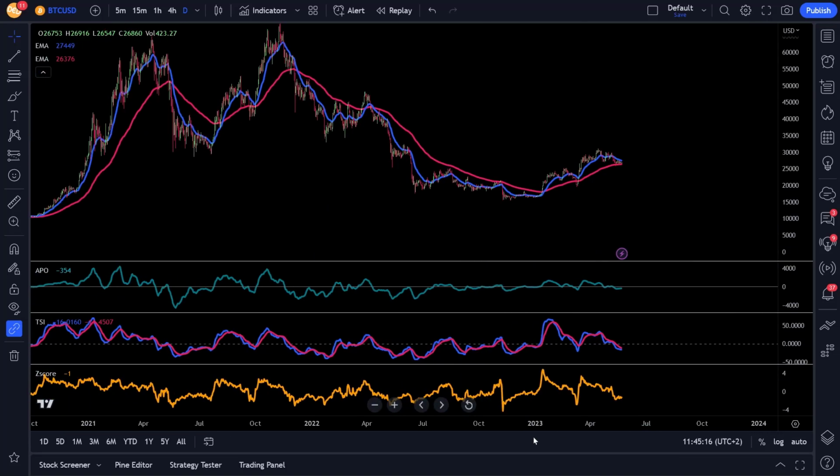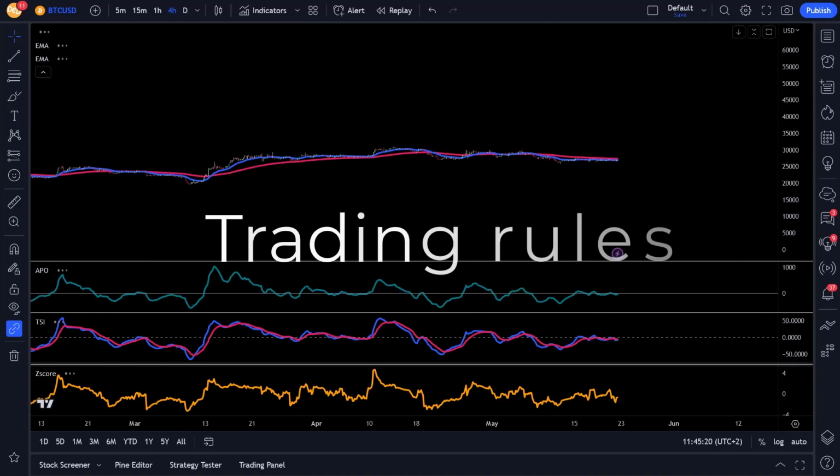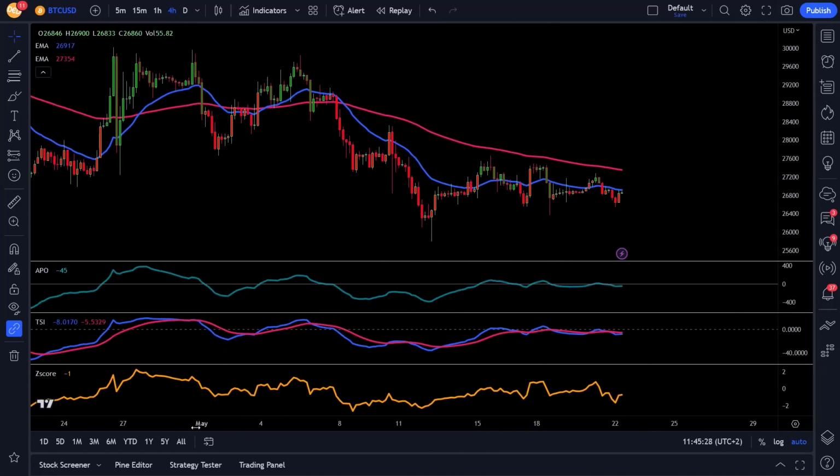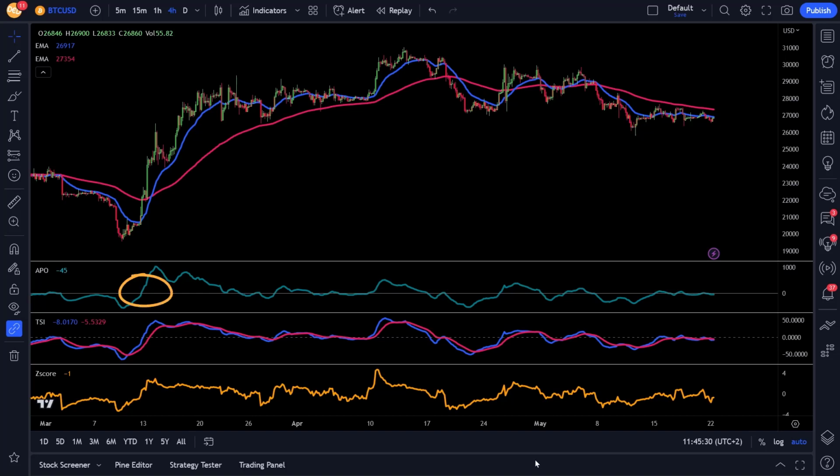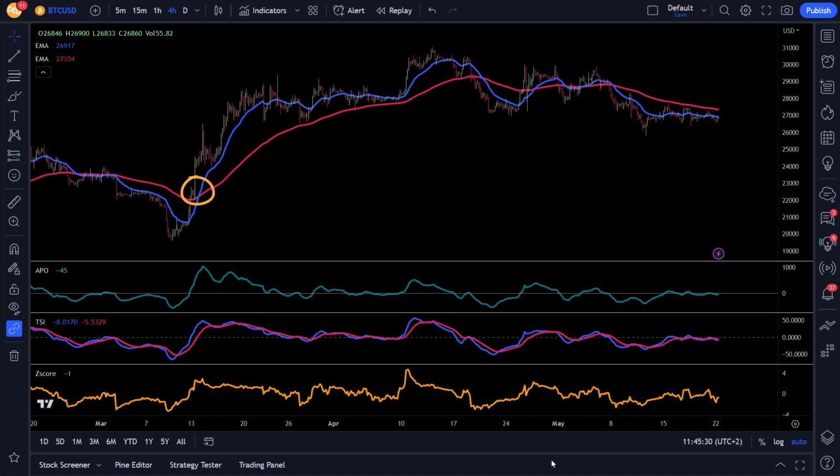Now what about my trading rules? Considering all these indicators, I will go long when the absolute price oscillator is above its zero line and then check if the close price is above the 21 EMA. And also the close price should be above the EMA 100 and the EMA 21 should also be above the EMA 100. Furthermore, the TSI should be above the signal line and above the zero line. And finally, the Z-score over 50 periods should be above zero. I will exit the trade when the True Strength Index goes below its signal line.